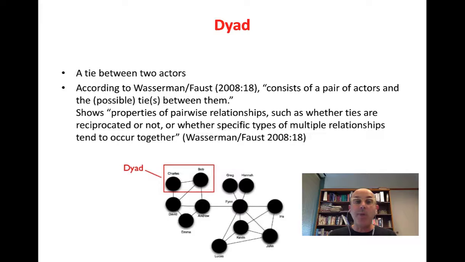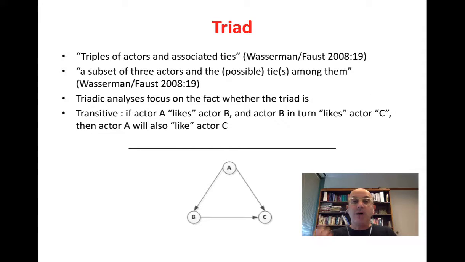A tie is a tie between two actors. So basically, Bob and Chris share the notes from the class, and based on them, they were able to pass the class successfully. So it shows the properties of pairs of relations, such as multiple relations that tend to occur together, for example in an exam, in marriage, or in a family tie, and so on.